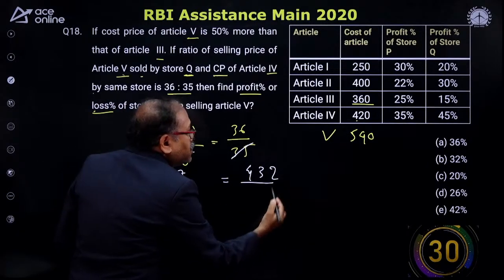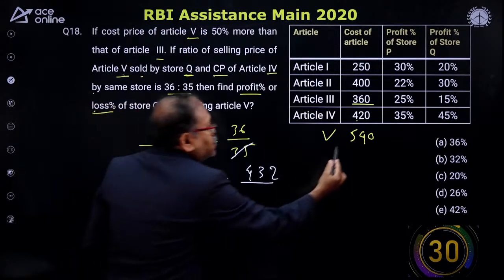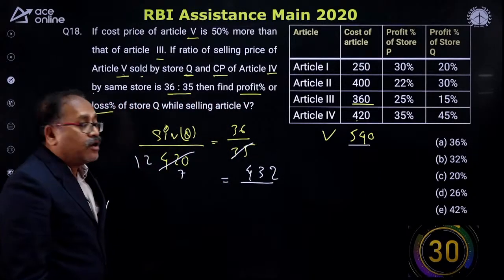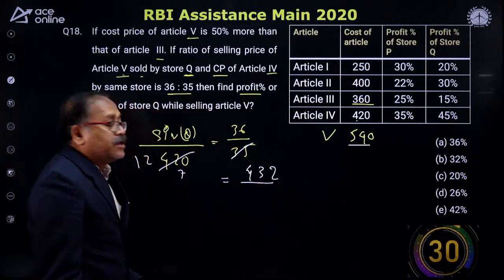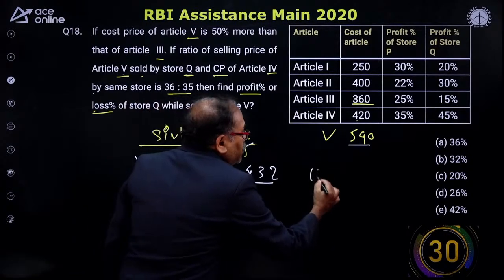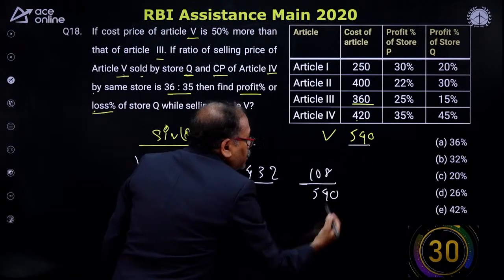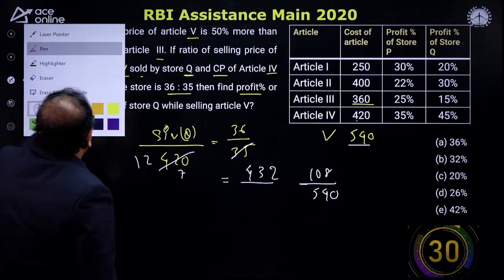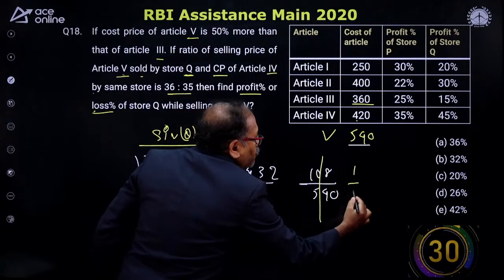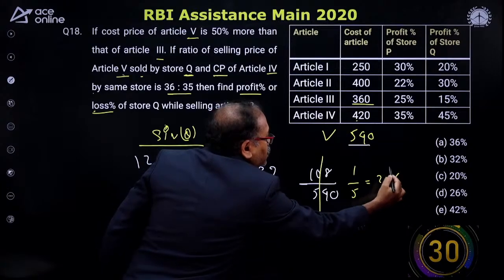So this is what the selling price is, and this is the cost price. So therefore loss. How much loss? The difference, which is 108 loss. So 108 loss over the cost price 540. Did you notice that this is 1 by 5? This 1 by 5, and 1 by 5 is nothing but 20% loss.